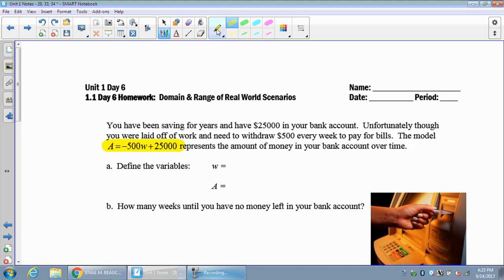Now this, I don't have an italicized A, but see how it says represents the amount of money? This whole model, which says A equals, represents that. So this is actually A. And it says over time. Time is the other measurable variable. And if I reread, how is money being taken out? Yearly, monthly? Go ahead and reread. See if you can find it.